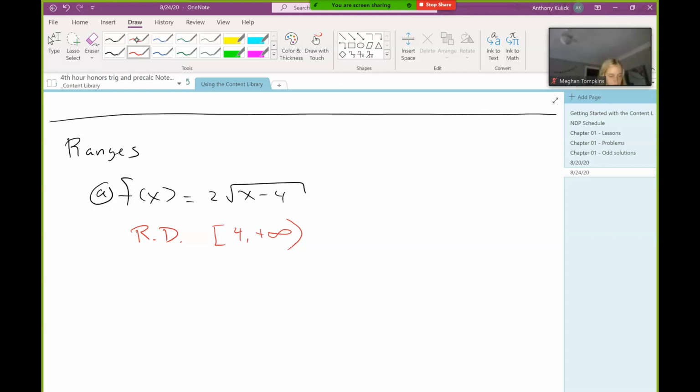I care about, is there a lower bound to this function? Like, is there a smallest y value it can have? Is it continuously increasing or continuously decreasing? And then, is there an upper bound? Is there a biggest y value it can have? Everybody's okay with that idea?